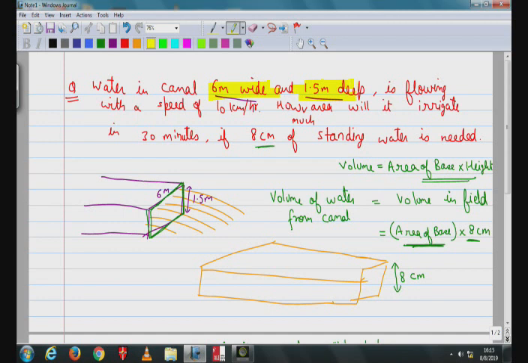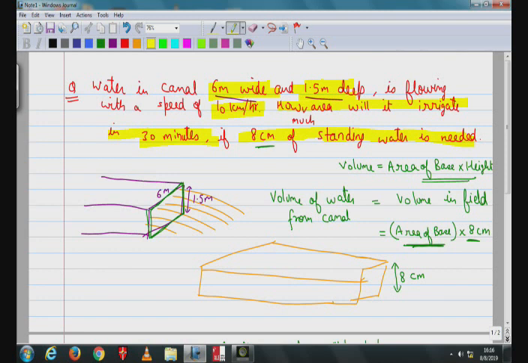Water is flowing from it with a speed of 10 km per hour. It means, yes, Shillong, the answer is right. So water is flowing with a speed of 10 km per hour. It means in 1 hour, the length of the water coming out of the canal is 10 km. We have to figure out how much area it will irrigate in 30 minutes if 8 centimeter of standing water is needed in that area.